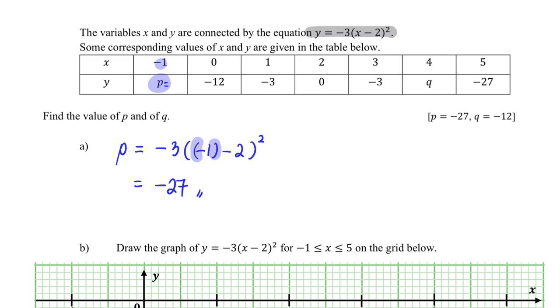So this is equal to -27. As for value Q, Q happens when x is equal to 4. And this will give me a value of -12.